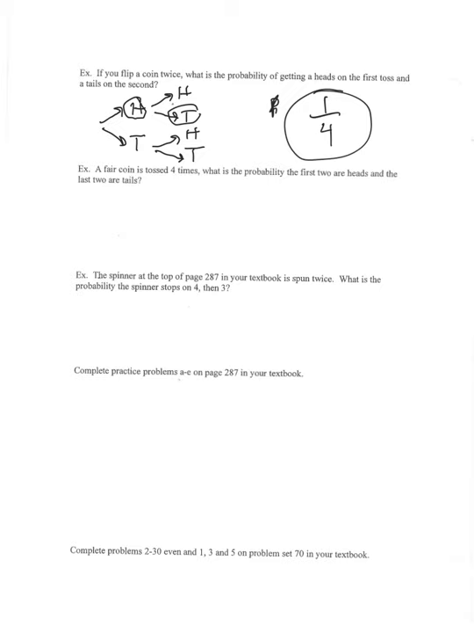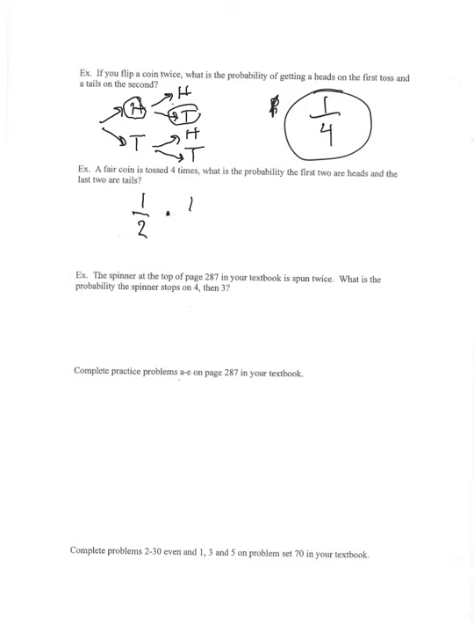So, fair coin is tossed 4 times. What's the probability the first 2 are heads and the last 2 are tails? Well, we can go ahead and we could actually draw out a larger tree for this. It would be a much larger tree. And what we would find actually is that if we figure out the probability of one event, right, the fair coin, probability that the first one is a heads is actually 1/2.